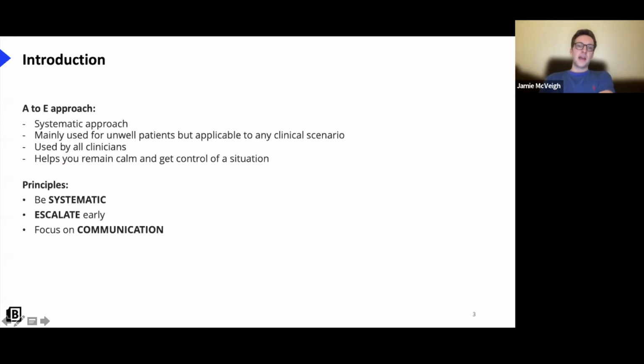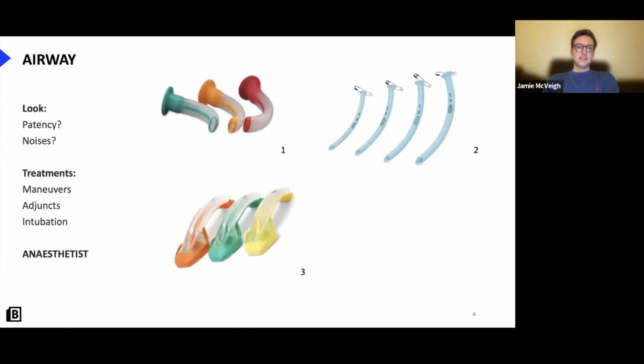And it helps you remain calm in difficult situations, and to gain control and a bit of understanding of what's going on. So be systematic, go in order of A to E, escalate early, particularly as an F1. Don't be doing this on your own. If you're worried, escalate. Someone will want to listen. And if they don't want to listen, find someone else, okay? And focus on communication as well. So not just amongst other medics who you may be working with, but the nursing staff also. It's really important to try and use everyone who's there if a patient is sick.